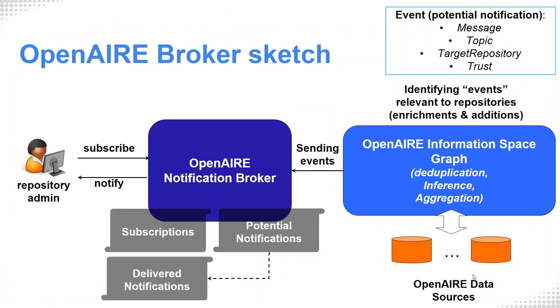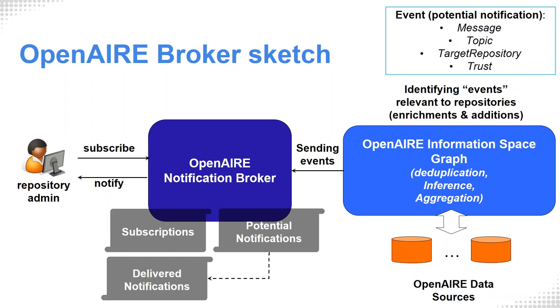So we have our OpenAIRE information space graph where we do all the different processes. We identify events, currently only enrichments, in the future additions and alerts, so new records for your repository. Just to share with you what we are preparing for the future, we may find publications from an author that usually, based on our infrastructure, deposits in your repository. So we think that maybe this record will be useful for your repository, and we send you this notification that someone that usually deposits in your repository has a publication in OpenAIRE that is not in your repository, and maybe you want to have it. So this is the kind of additions that we want to provide.